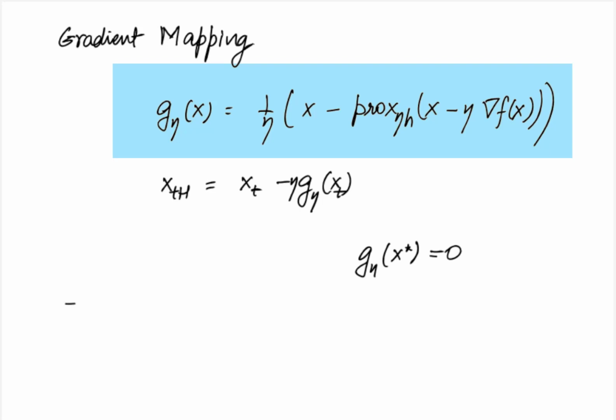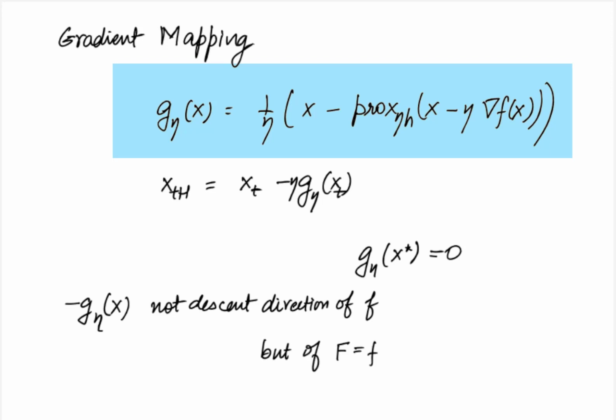Note that unlike the projected gradient method, minus g_eta of x is not a descent direction for f. Instead, we will actually establish that it is a descent direction for capital F, which is the sum of f plus h. The two could be equivalent if h takes 0 value in its domain, such that it is an indicator function, but generally this would lead to a different form of the descent property.